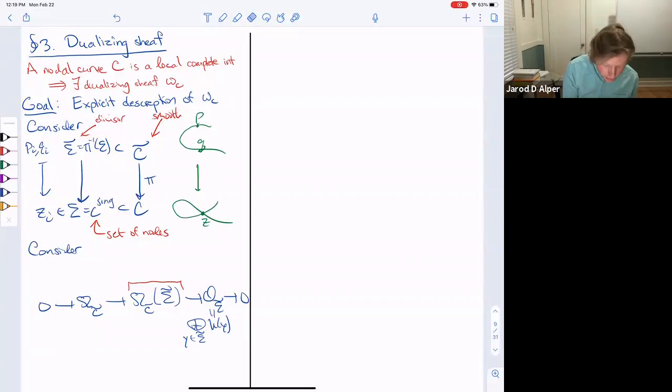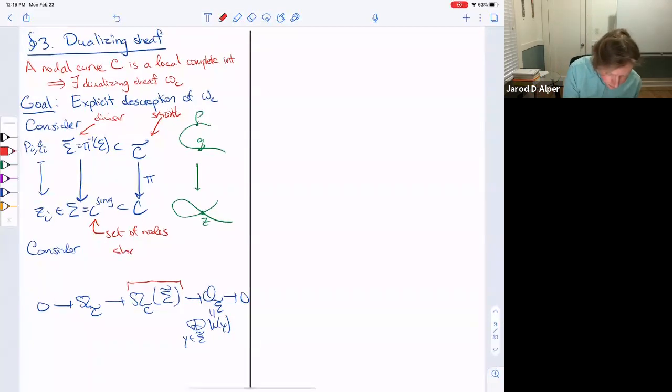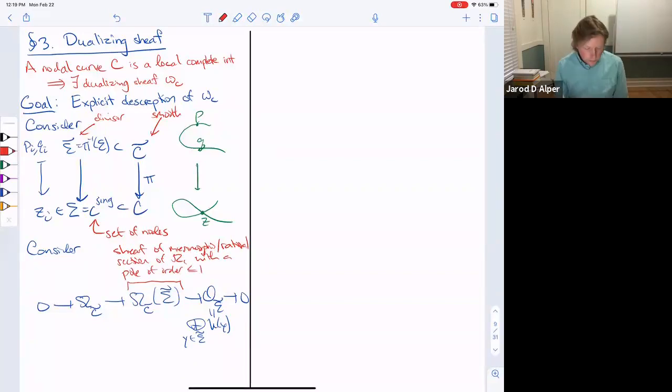So you can interpret sections of this as the sheaf of meromorphic, or maybe I should say rational sections of omega c with a pole of order at worst one. And then what this map does, it just takes a section, and if you evaluate it at a point y, you get the residue of the section s at the point y. And if you want, you could take this as the definition of the residue.